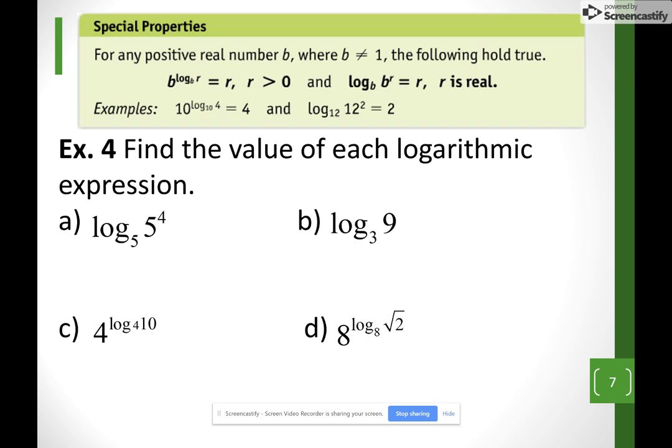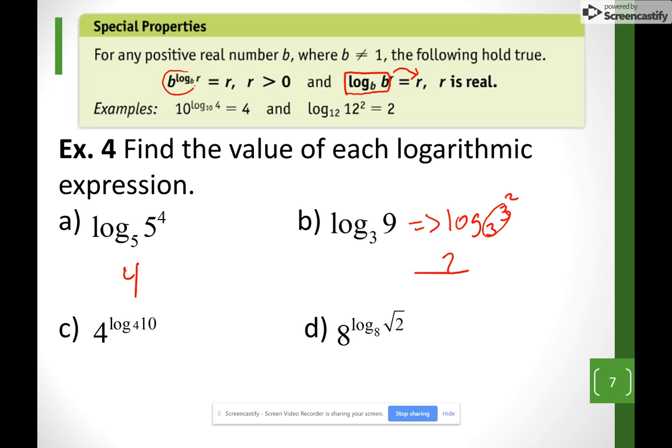Now, a couple rules that we're going to see: when the base and the number they repeat, my exponent is going to be my answer. So here on example A, I see those 5s repeat. So my answer is just 4. On example B, I can rewrite this as log base 3 of 3 squared. I rewrote the 9 as 3 squared. I see the 3s repeat. My answer is just 2.